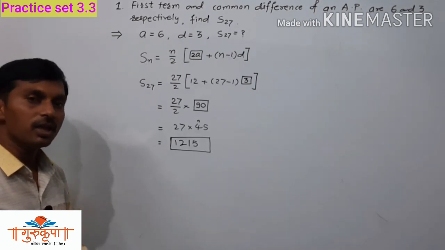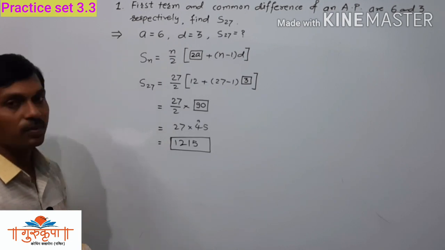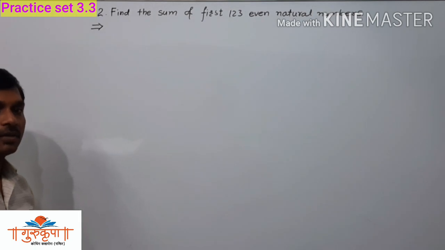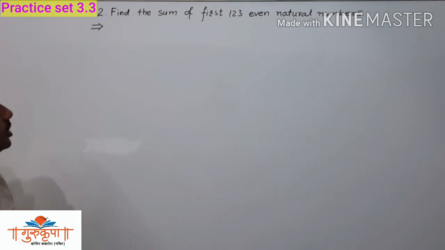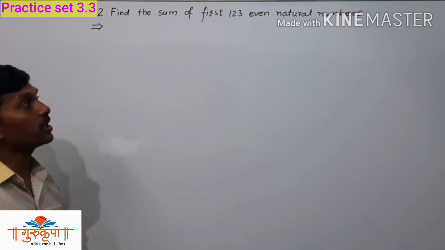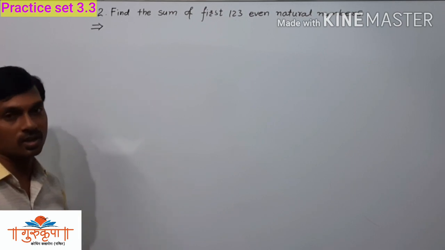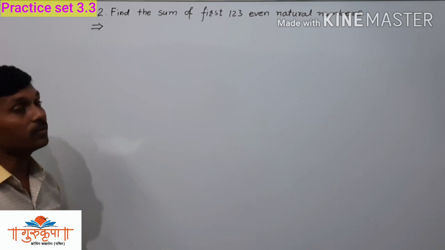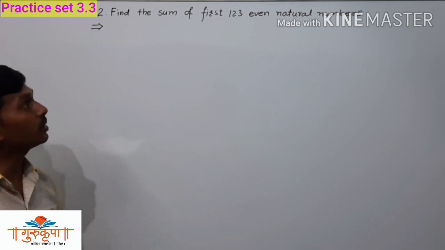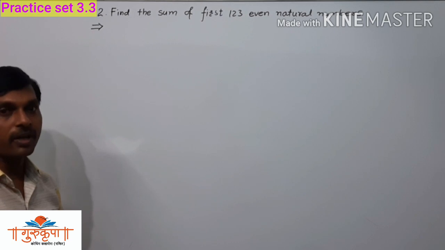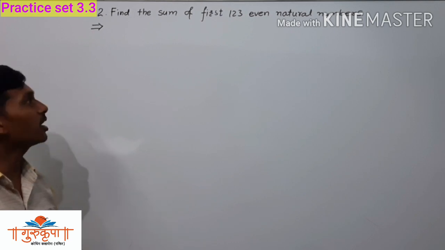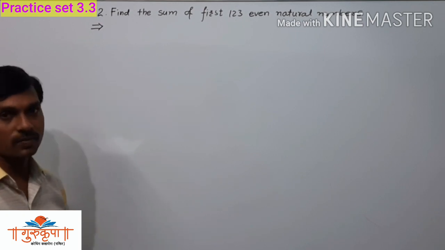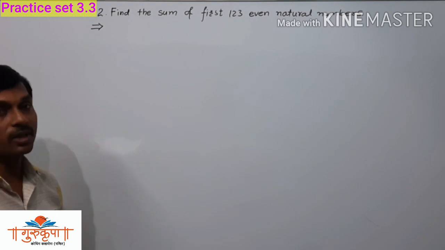Now we will solve the second question from the practice set 3.3. The question is, find the sum of first 123 even natural numbers. We have to find the sum of the first 123 even natural numbers, that is S123. We have to find the sum, so we have to use the letter S.